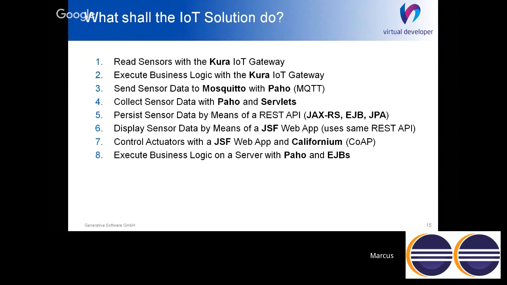Apart from the use cases, we are thinking about what the software itself should really do. So on the gateway, we read sensor data, and then the plan was also to execute some business logic, which are the use cases that I was showing right before, and then send the data to the Mosquitto message broker.